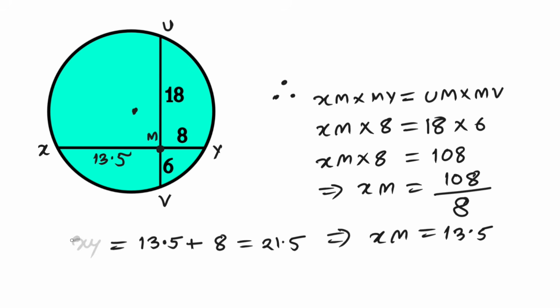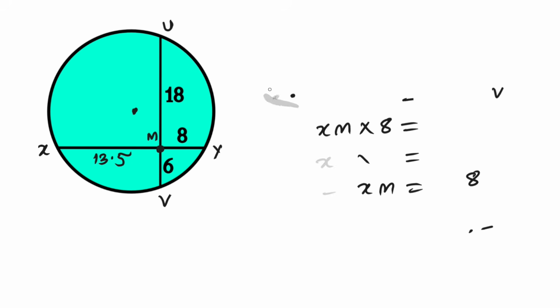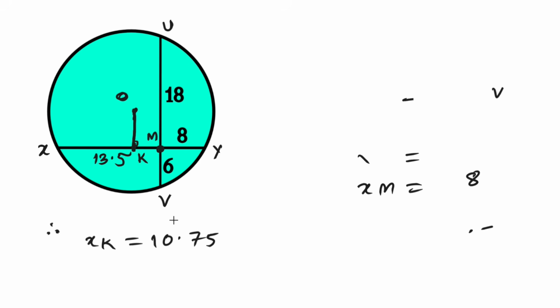Now let's use an important property of circles. A radius drawn perpendicular to a chord bisects that chord. This means the perpendicular from the center to chord XY cuts it into two equal halves. Therefore, XK equals KY. Since the entire chord XY is 21.5 units long, each half is 21.5 divided by 2, which equals 10.75. So KY equals 10.75 units.